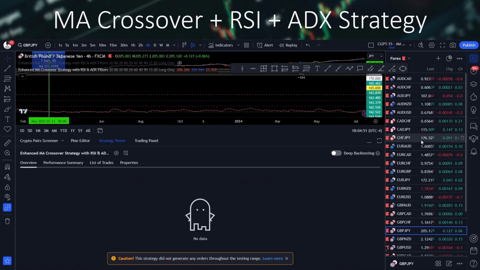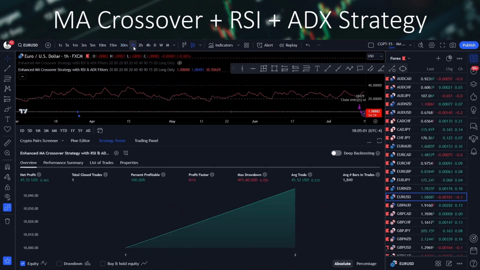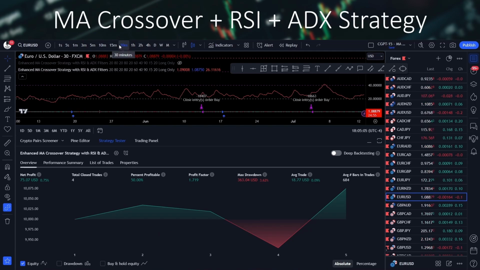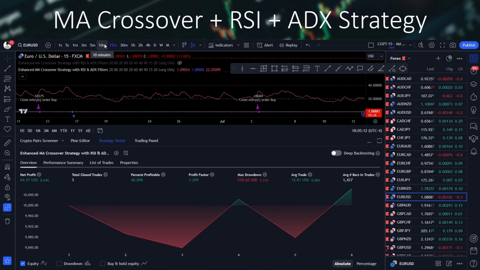Now let's see for example the Euro USD. On Euro USD 1 hour we get 1 winning trade. On the 30 minute we get 4 trades, but it's pretty much a break even. 15 minute break even again.